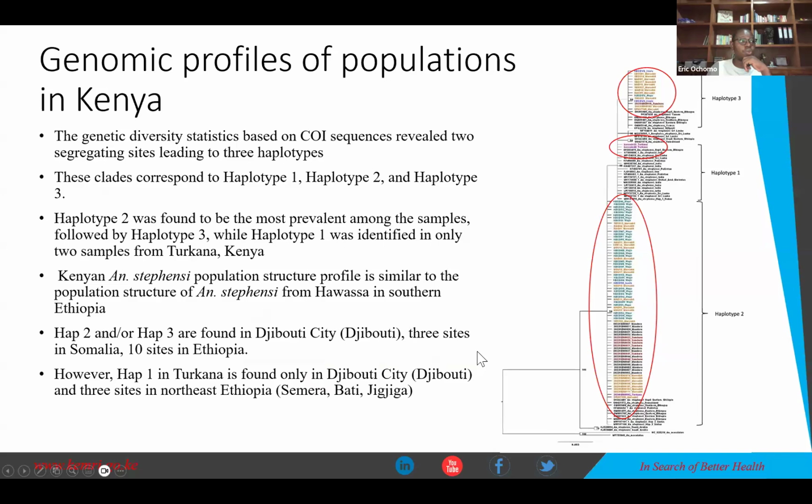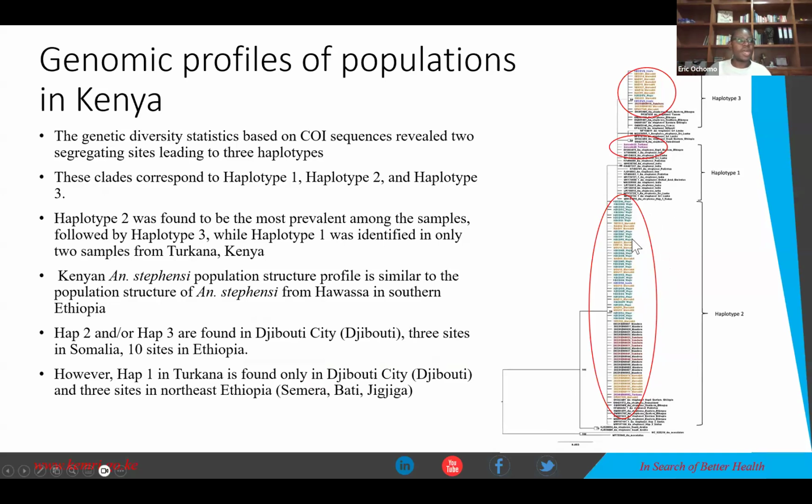We've also attempted to do genomic profiles for the populations that we find in Kenya, just trying to map and see how similar they are to populations that are found elsewhere. And so mostly we find haplotype 2 and haplotype 3. They're the most common across these sites. But in Turkana, we have found 2 samples that are haplotype 1, which matches to samples that have been found in northern Ethiopia, which is very, very strange for us.